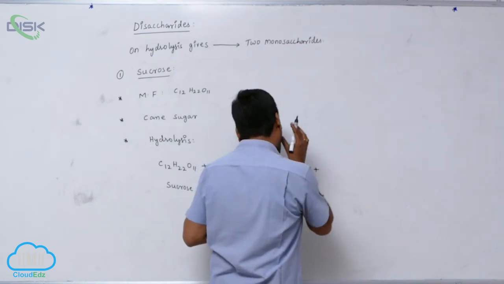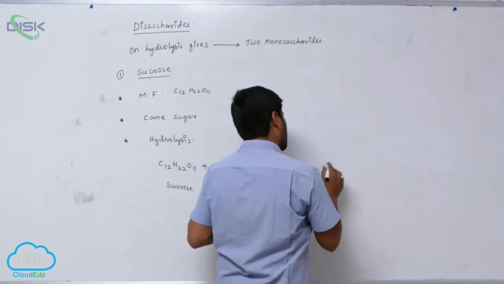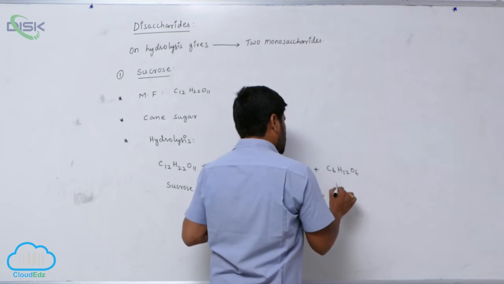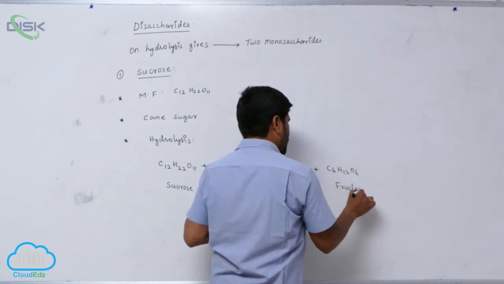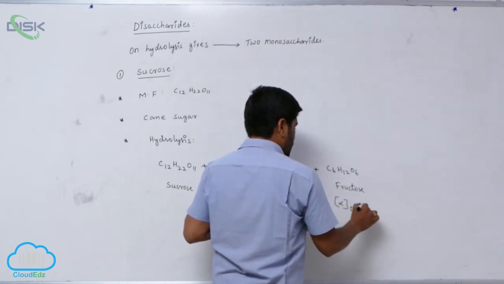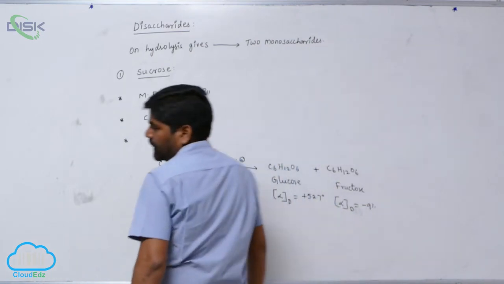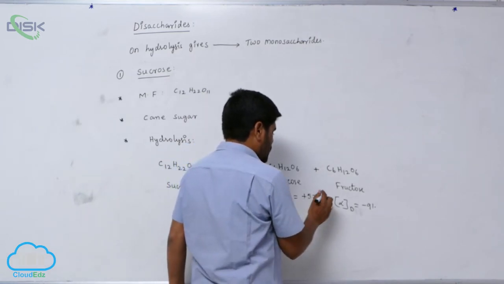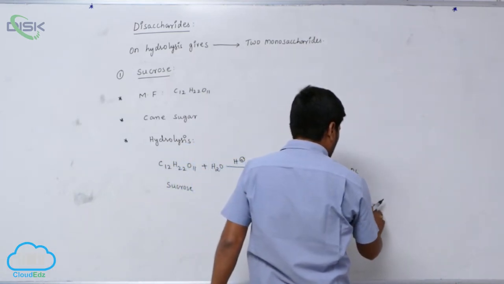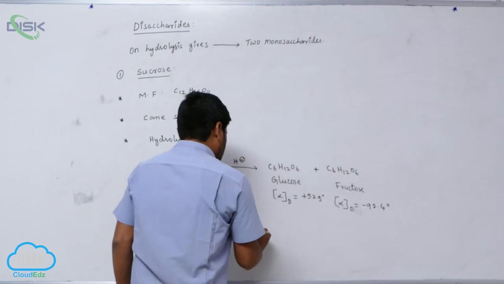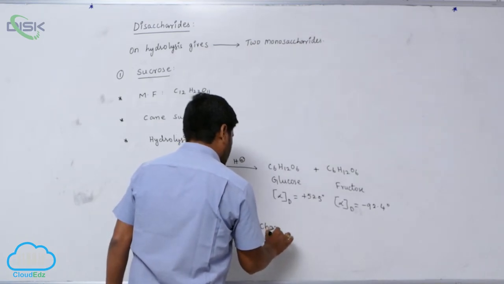Then C6H12O6, this is known as fructose. The observed specific rotation is minus 92.4 degrees. So therefore, change in specific rotation.